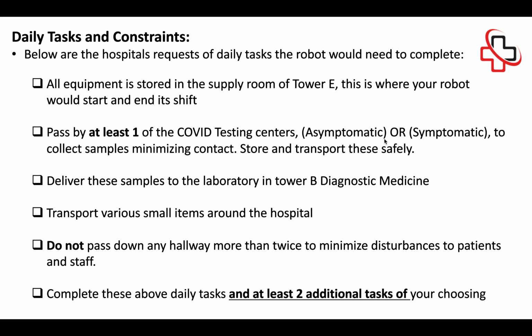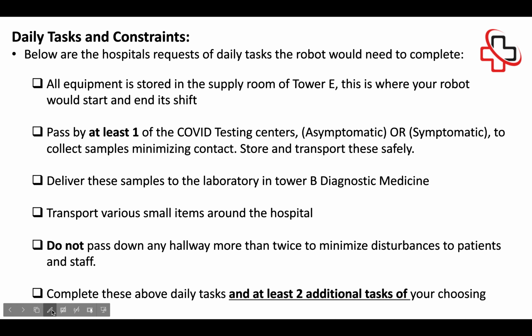So just to recap this one, asymptomatic means this is where people are getting COVID tests that are not showing symptoms. And symptomatic means they're patients that are showing symptoms of the virus. And then they would like us to transport these safely. So we need to consider that in our design of our robot in the future. It would need some sort of storage compartment where things can be protected and stored safely, and that we can transport throughout the hospital. We need to be able to deliver these samples to the laboratory in Tower B, diagnostic medicine.